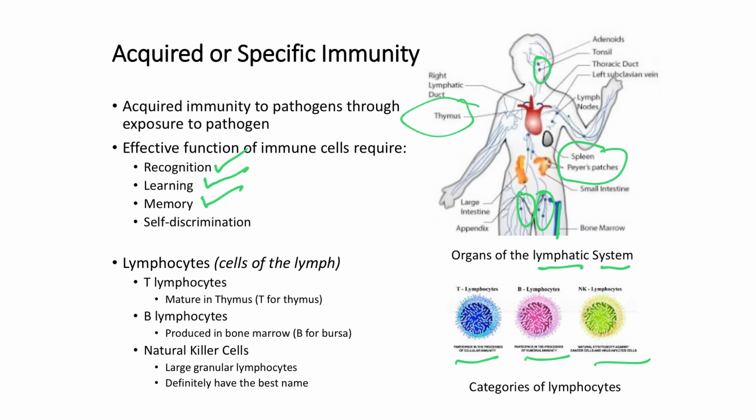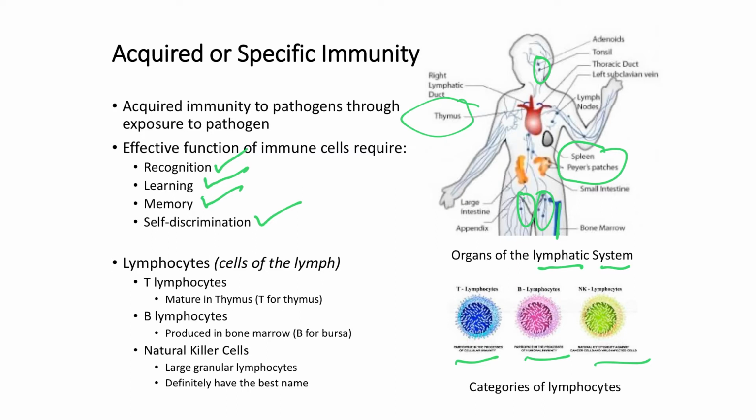So remembering that generally for years to decades at a time. And the fourth thing that it requires is self-discrimination, meaning that it is able to recognize physically the difference between a cell that's become infected versus a normal cell in the body. We only want cells of the lymphatic system, these lymphocytes, attacking cells that have become infected.